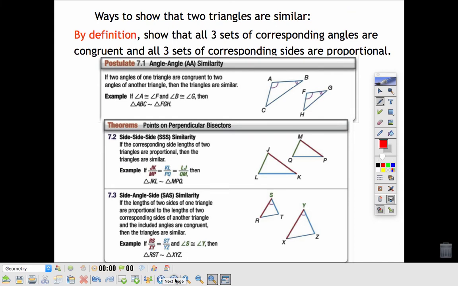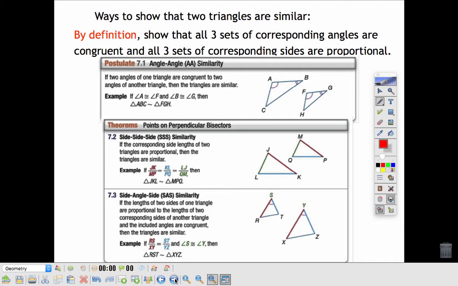Ways to show that 2 triangles are similar. So by definition, show that all 3 sets of corresponding angles are congruent and all 3 sets of corresponding sides are proportional. So what does that mean? Well, we've got some stuff that we can use.